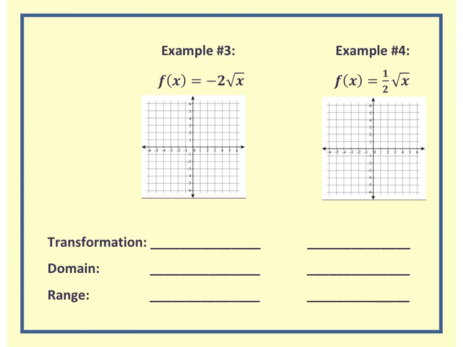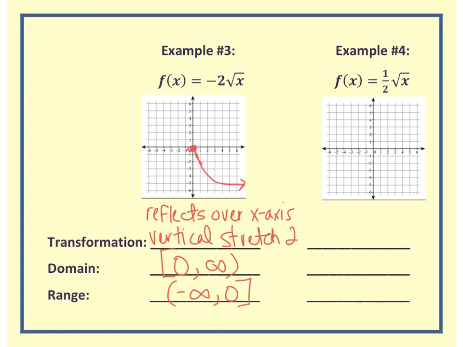Go ahead and try number 3 on your own. Okay, check your work. So the negative caused it to reflect over the x-axis. The 2 was a vertical stretch of 2. A stretch means it's getting further away from the x-axis. So my domain did not change. So what are we noticing? That A does not affect your domain ever. Okay? But A can affect your range if it causes it to flip over the x-axis. Okay? So let's go ahead and try number 4 on your own.